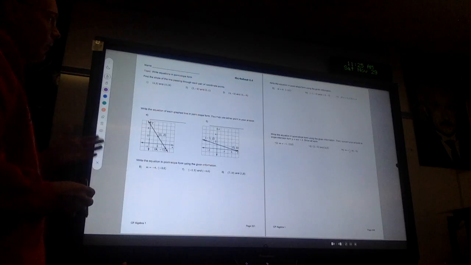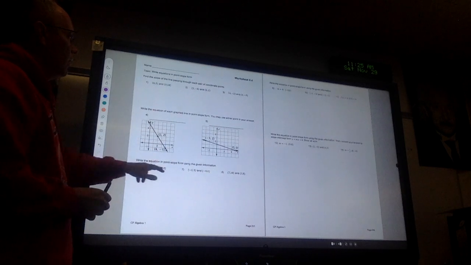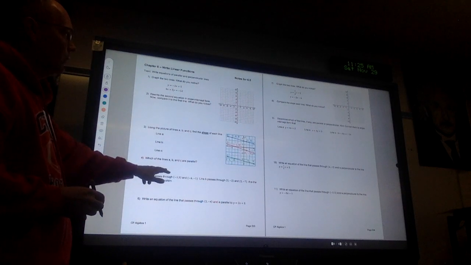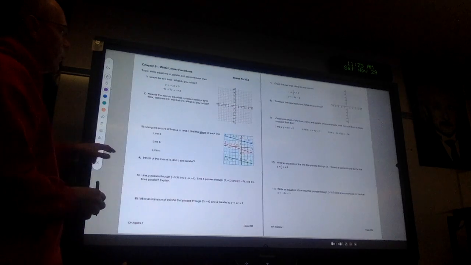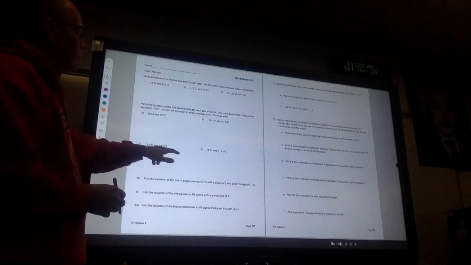So for 6-4, go ahead and work on this worksheet, talk to your teacher if you need anything. And then we have some linear function stuff that we'll do in the next video. And then 6-5, 6-6.